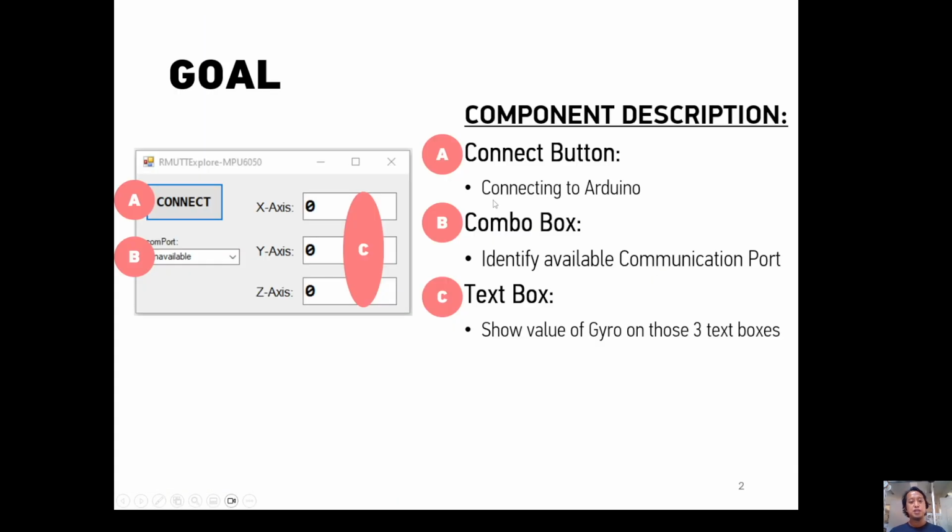The goal is making a GUI, graphical user interface, with a connect button to connect the Arduino to the C# graphical user interface, and a combo box to identify the available communication port. The combo box shows unavailable when there is no available communication port. Then we have three text boxes to show the values of the x-axis, y-axis, and z-axis.